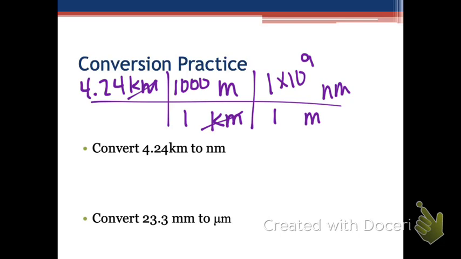Okay, so go ahead and do the math. I've canceled meters. I've canceled kilometers. 4.24 times 1,000 times 1 times 10 to the 9th. I get 4.24 times 10 to the 12th. Okay, do you need help plugging in scientific notation in your calculator? Or do you know how to do that? Okay, good talk.